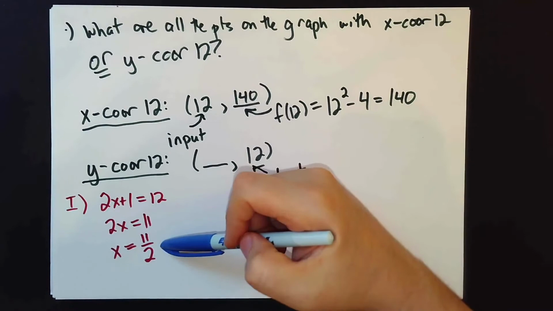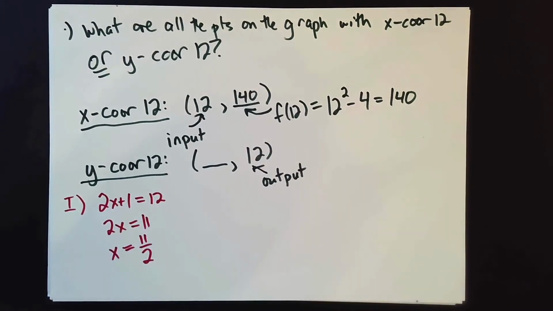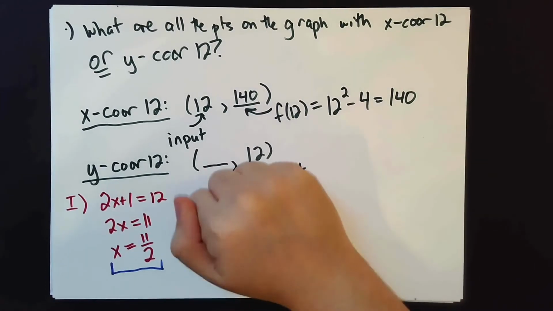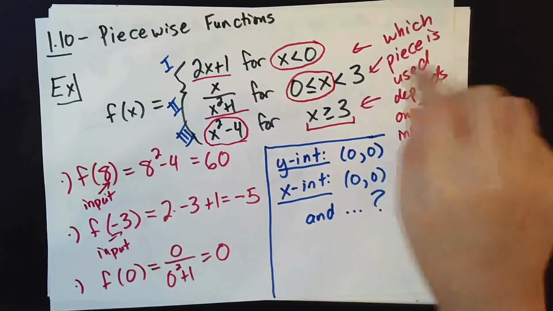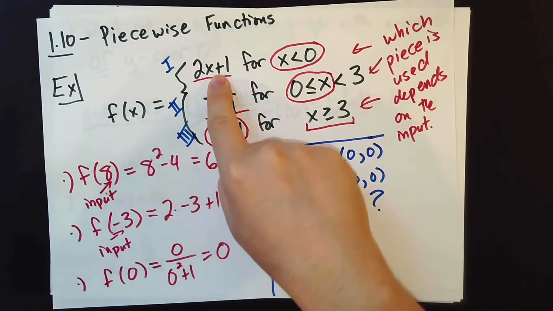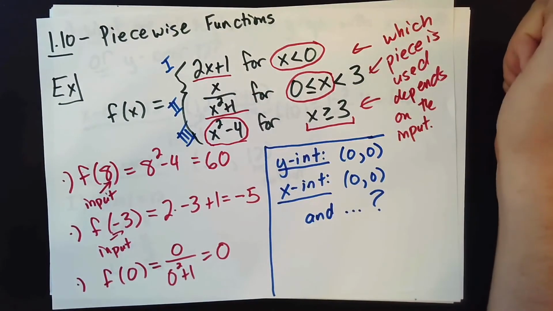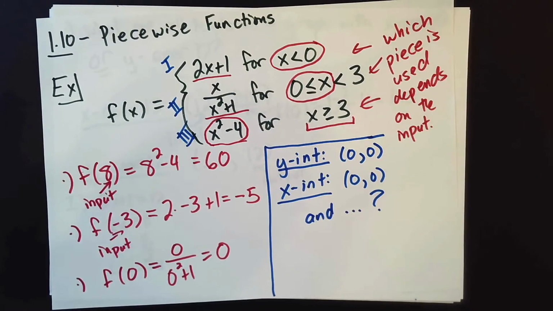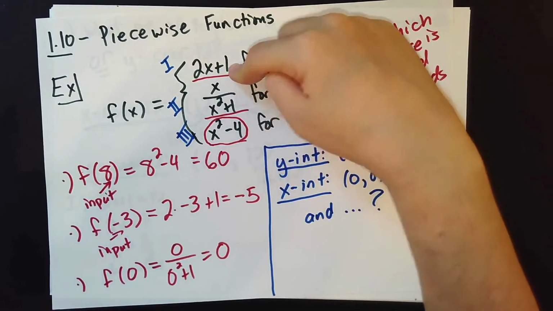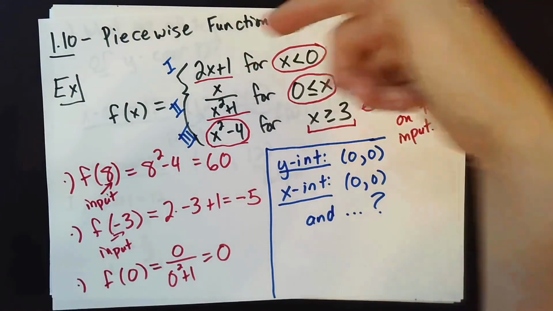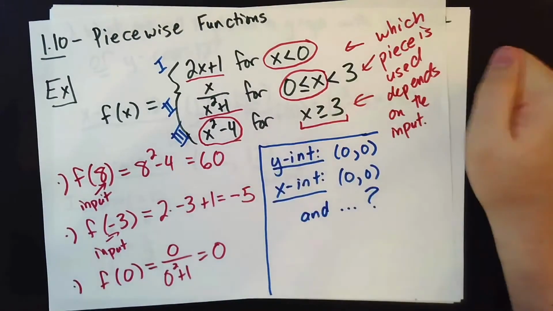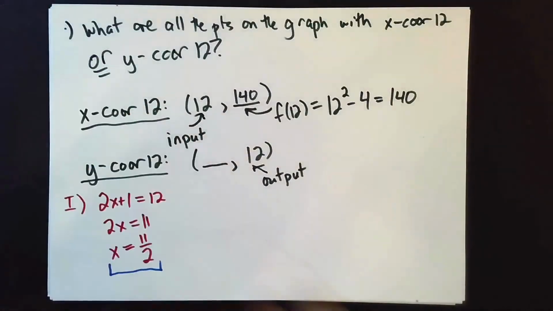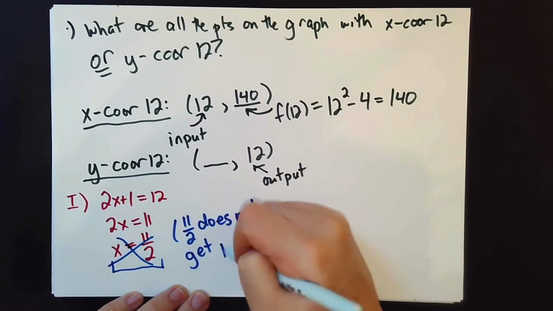And let's go ahead and see right now, do I believe this? Is this a real solution or not? Okay. And so what is this saying? This is saying if I plug 11 halves into this top line, then I get 12. So the question again is, do I get to plug 11 halves into this top line? And the answer is no, because 11 halves isn't less than 0. 11 halves, in fact, is more than 3, so it would go in that line. And so what that means is that this is a phantom solution.